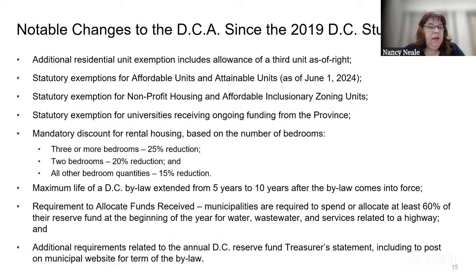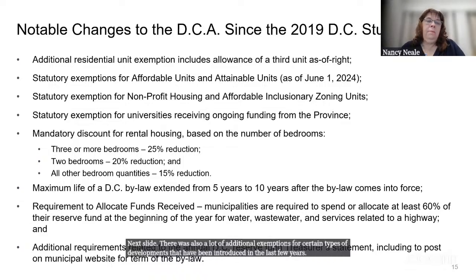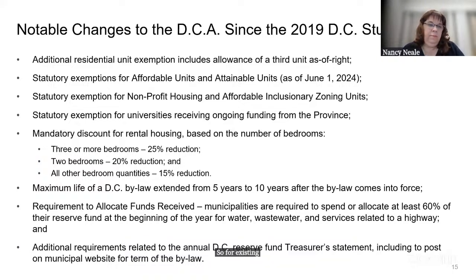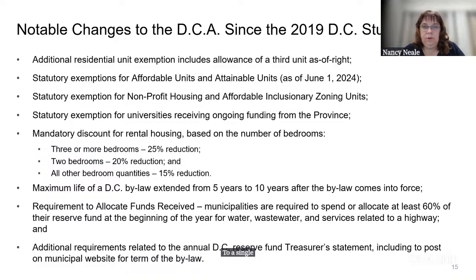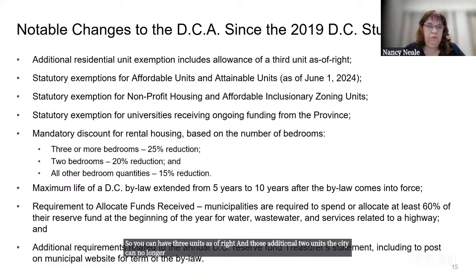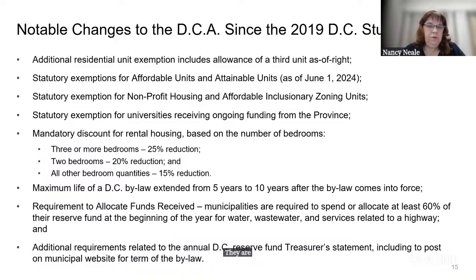There were also a lot of additional exemptions for certain types of developments that have been introduced in the last few years. So for existing or new developments, at the time of application for permits, you can now add up to 2 additional residential units to a single-family, semi-detached, or townhouse unit, as long as the zoning allows for it. So you can have 3 units as of right. And those additional 2 units, the city can no longer recover a development charge for them. Even though additional people will be going into those units, they are fully exempt under the legislation.